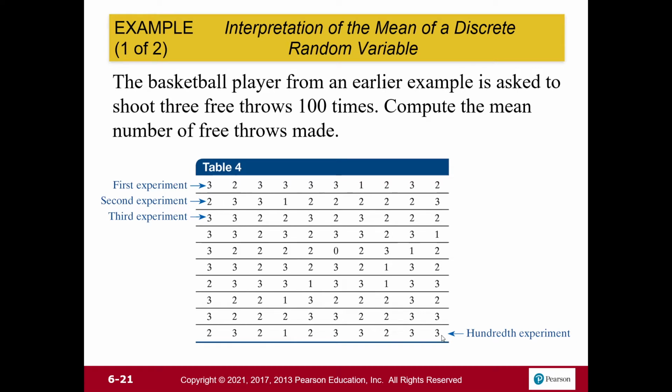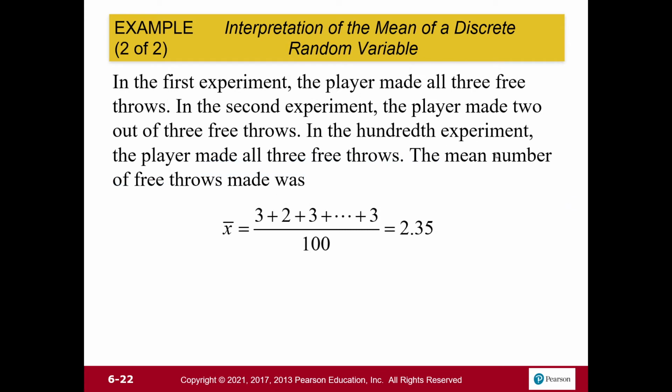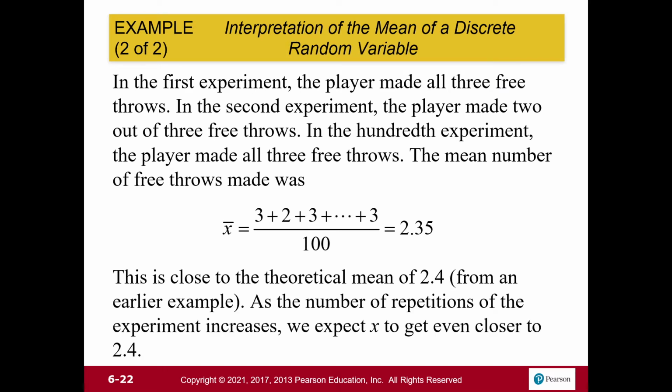In the 100th time he did it, he got all 3 shots. At one point he didn't get any shots. That only happened once out of 100 times. So we actually have to compute the mean here. We do it for the first experiment, so on and so forth, we divide by 100, and we get that the mean number of free throws made was 2.35. This is close to the theoretical mean of 2.4. As the number of repetitions of the experiment increases, we expect the sample mean to get even closer to 2.4.